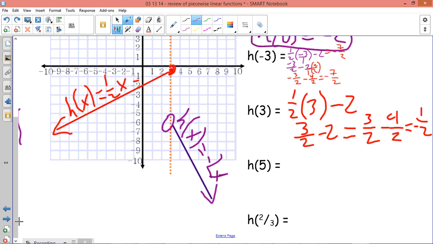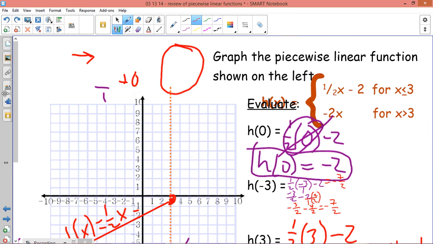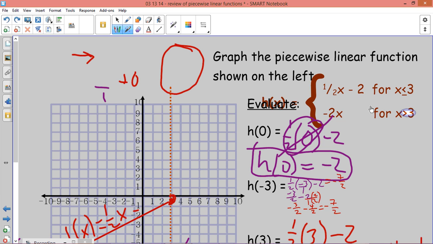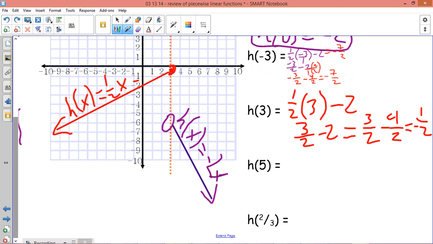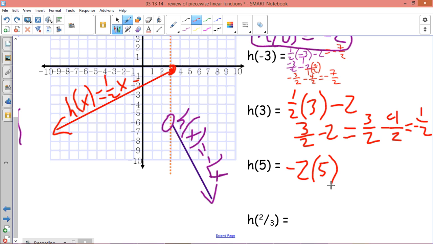H of 5. For h of 5, I look where is 5? Well, 5 is going to be bigger than 3. So I'm going to use this one here. Negative 2x is my formula that I'm going to use. So h of 5 is negative 2x, or negative 2 times my input value, which is 5, which is just negative 10. That was easy.